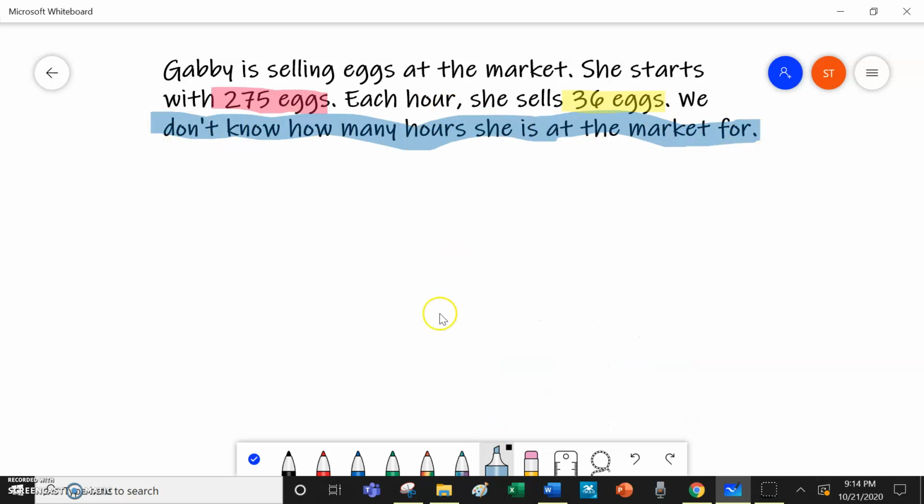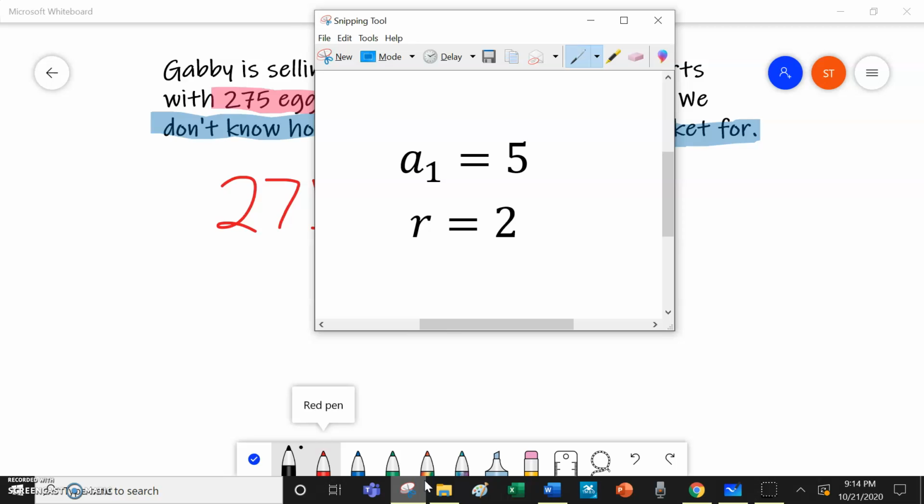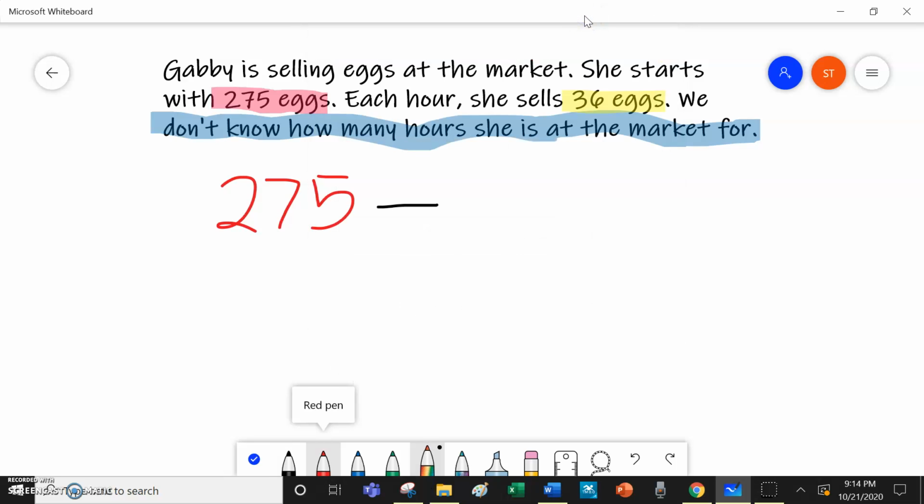So when we write this expression, we know we're starting with 275 eggs. Each hour, she sells a certain number of eggs. So selling tells us that we are going to subtract. So we're taking away 36 eggs every hour, but we don't know how many hours she's at the market for.